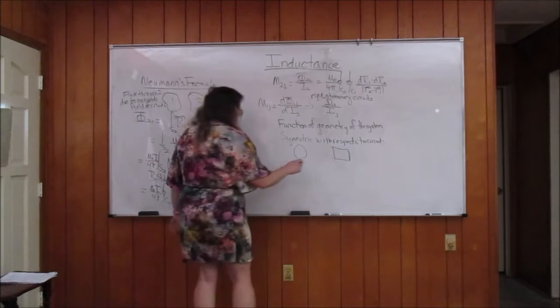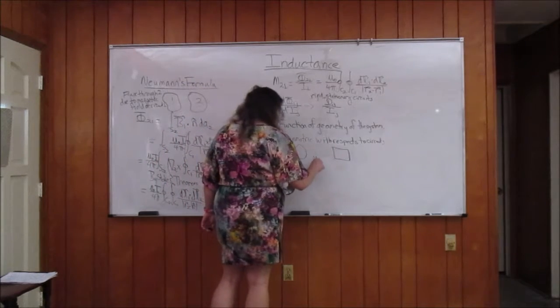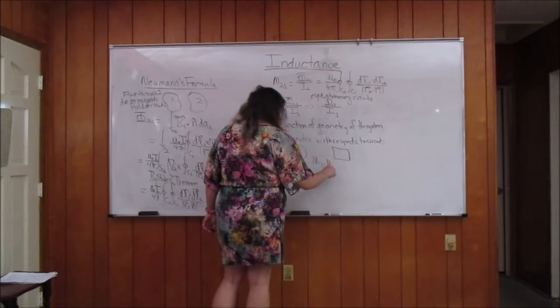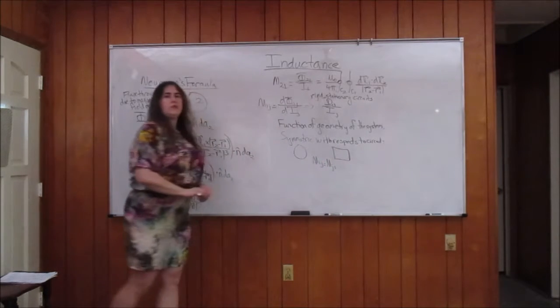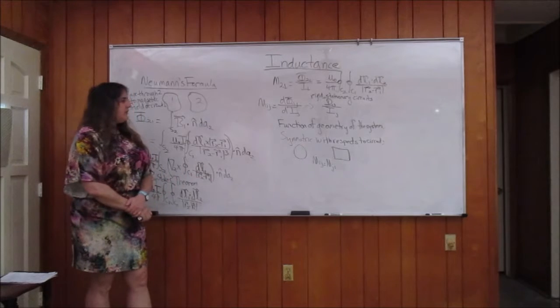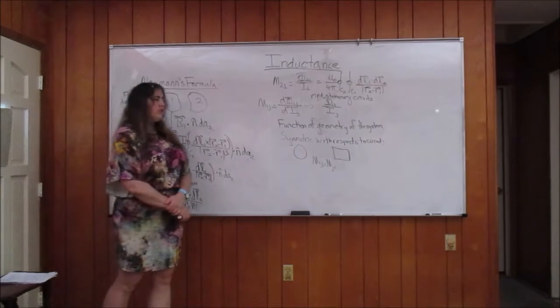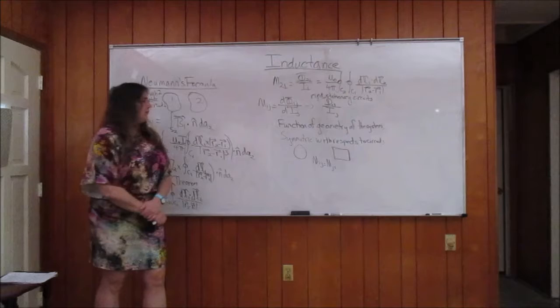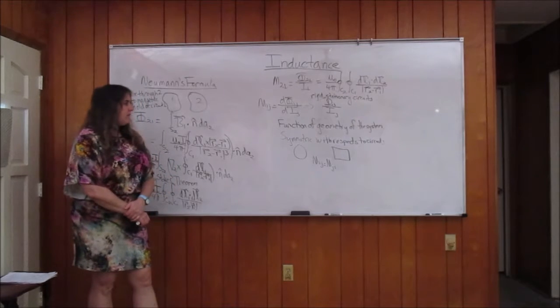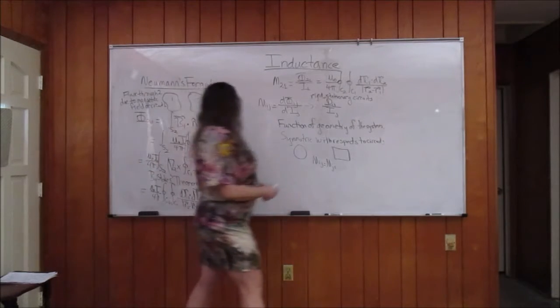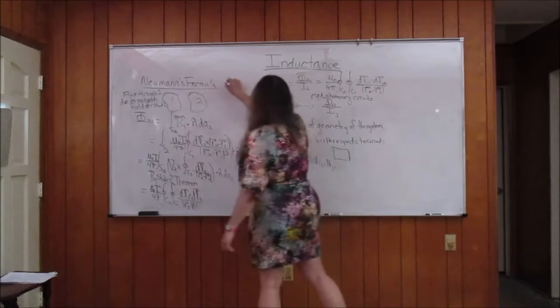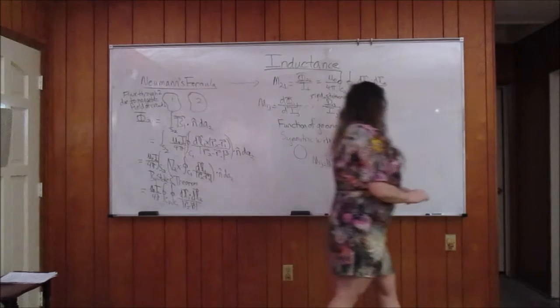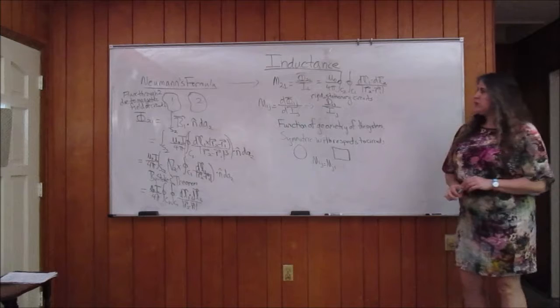So therefore, M_ij is equal to M_ji. That means you've got two ways of solving these kinds of problems, and usually, unless you're a glutton for punishment, you always want to choose the easier way. Okay? So that is Neumann's formula for the mutual inductance between two circuits.